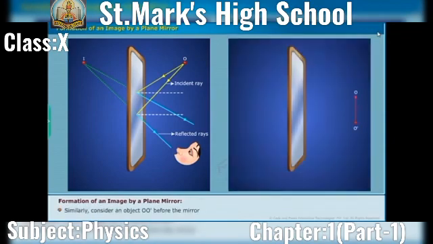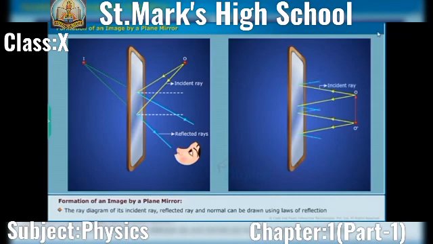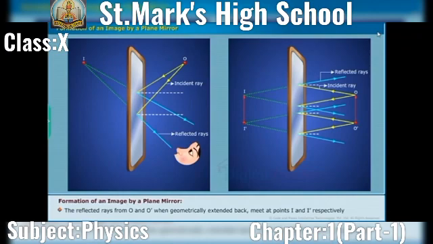Similarly, consider an object O' before the mirror. The ray diagram of its incident ray, reflected ray, and normal can be drawn using the laws of reflection. The reflected rays from O and O' when geometrically extended back, meet at points I and I' respectively. They are the point images of the points O and O'. The rays coming from the middle section of O' form the image I'.